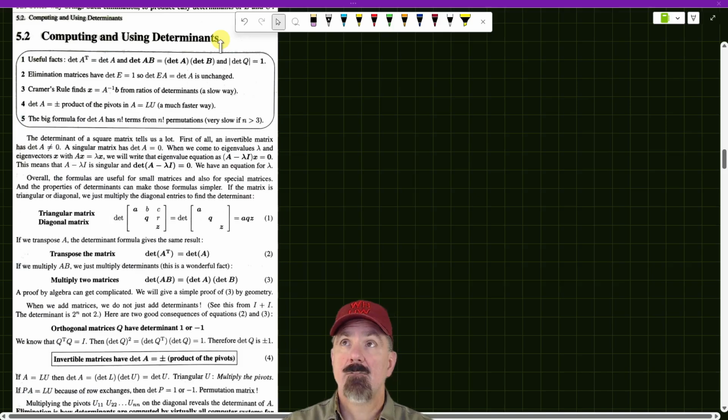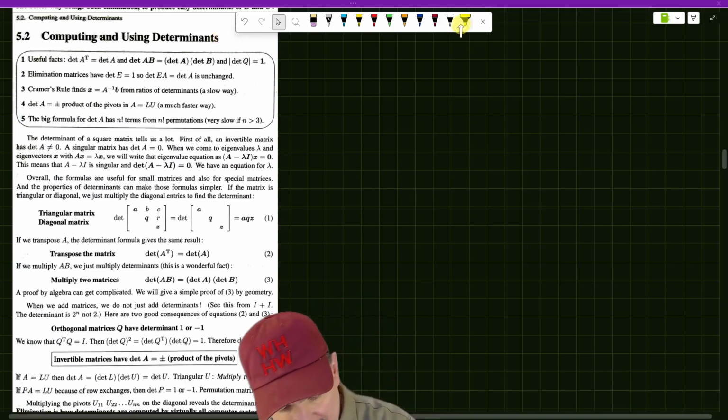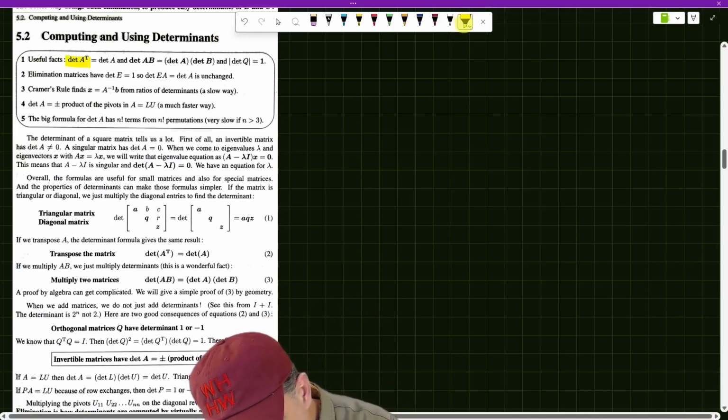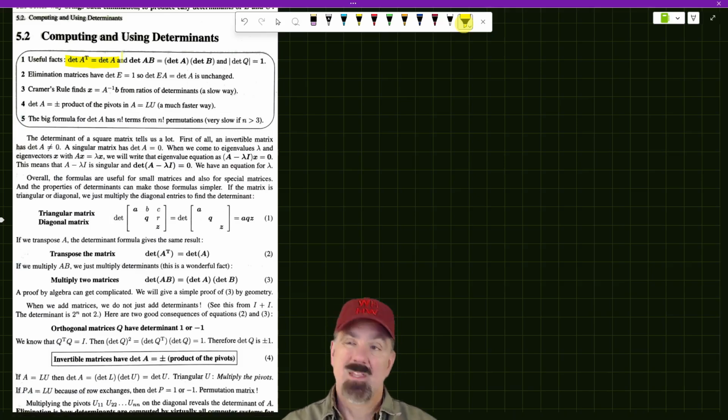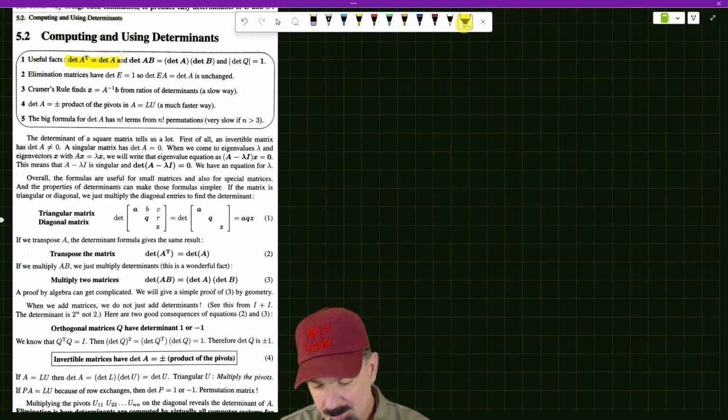A couple of really important results right out of the gate. The determinant of A transpose and A are equal to one another, and if you think about the cofactor expansions we talked about last time, this has to be true, right? This is one of these things that's kind of obviously true once we understand how to do cofactor expansions.